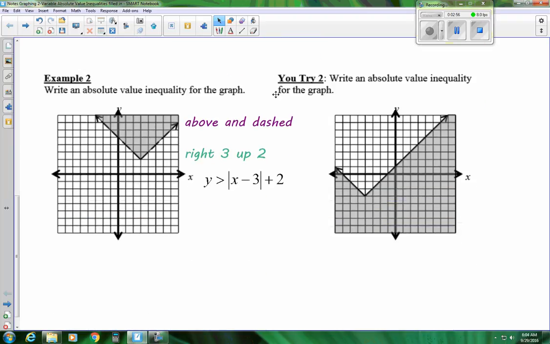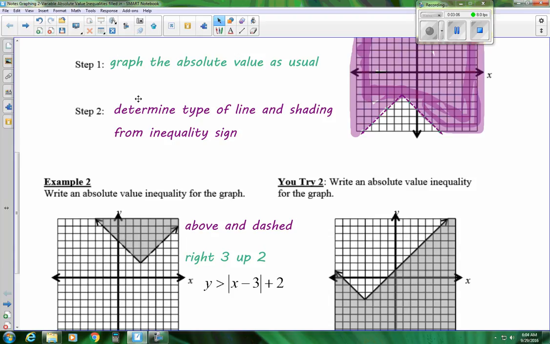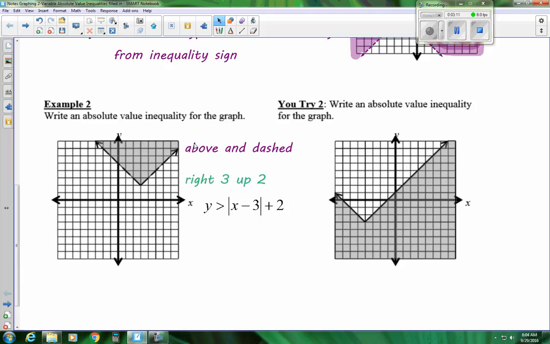Okay, in example 2, we're going to do something a little bit different. Now they're giving us the graph and we have to come up with the equation. So based on the graph, we want to essentially just figure out the information that we generally know in step 1 and step 2. We want to figure out, is the shading above or below? In this case, it's above the graph. We want to figure out if the line is solid or dashed. I know it's a little bit hard to tell, but that's a dashed line. So that right there is enough to give us our inequality symbol. Above means greater, dashed means not equal to, so just a regular greater than sign.